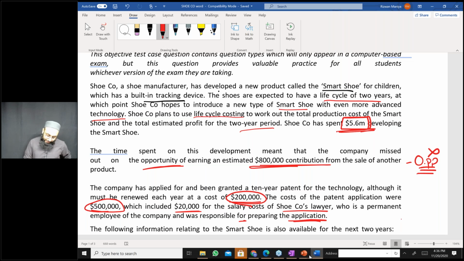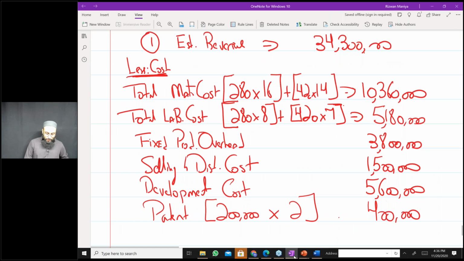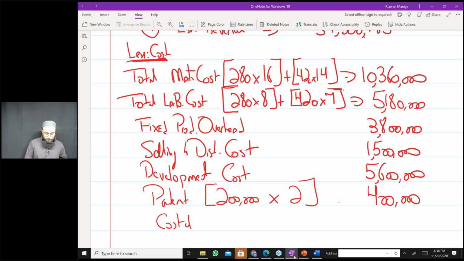So 20,000 is included, and we should take that because if I want to work out the right profitability of the product, I need to deduct this 20,000. Sorry, I beg your pardon. I should not exclude this 20,000 because it includes the cost of a resource that was used in this work of shoe manufacturing. So I will definitely take this figure of the entire 500,000, which is basically the cost of the patent application.